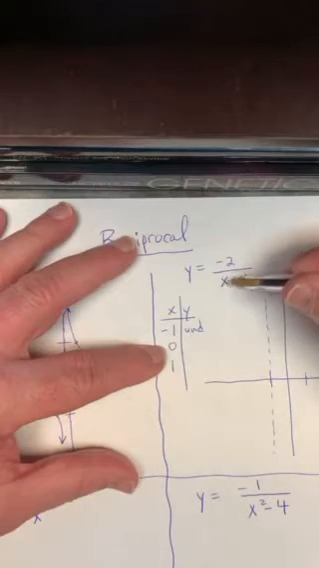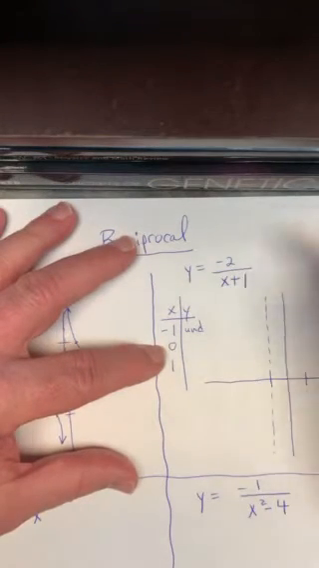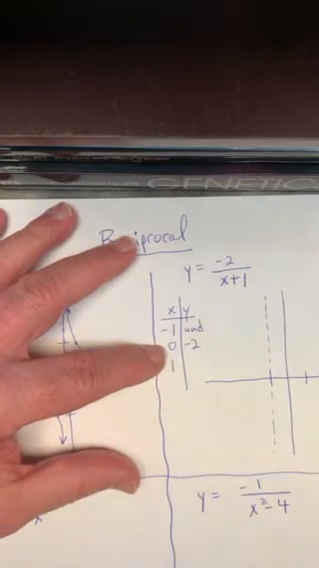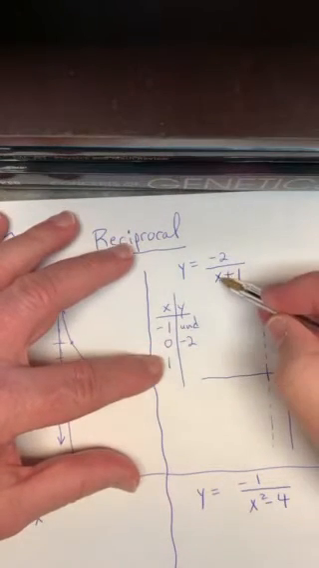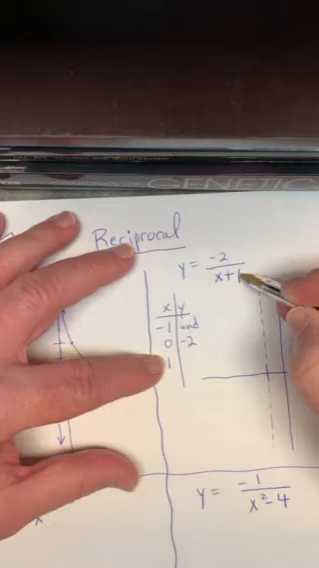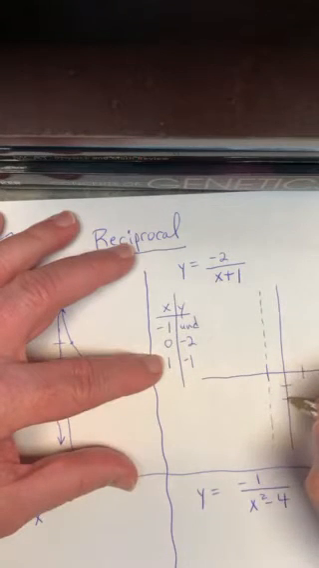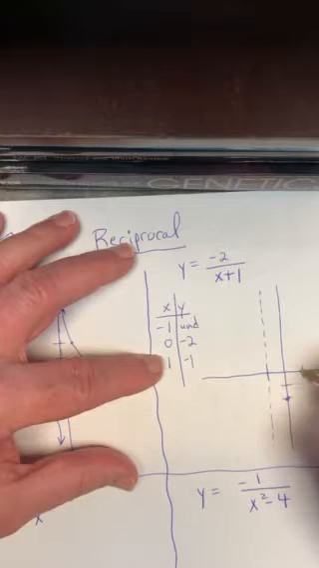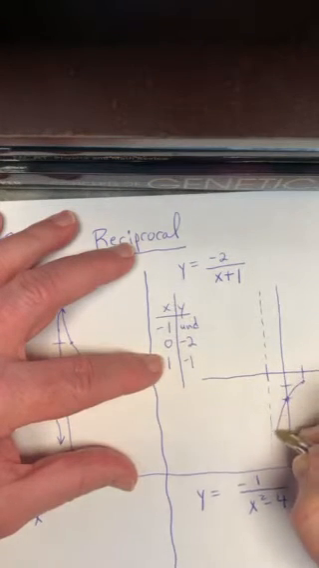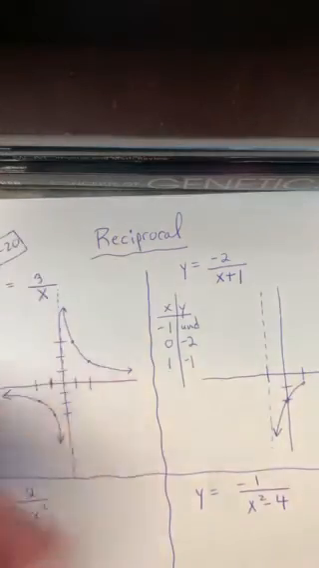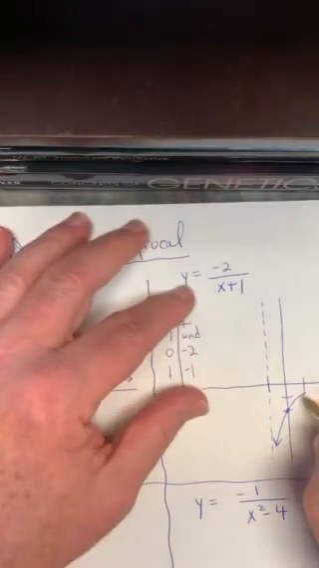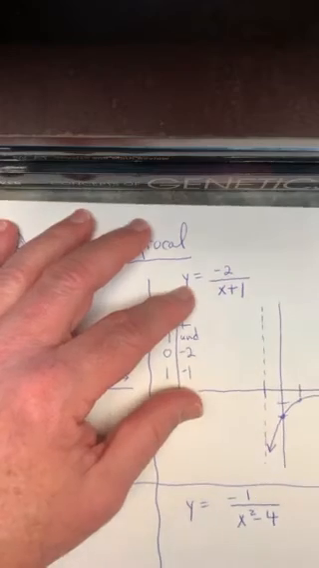If I plug in 0, 0 plus 1 is 1, -2 over 1, you agree, is -2. Plug 1 in for x, 1 plus 1 is 2, -2 over 2 is -1. So I've got a dot on -2, and then right 1 and down 1. You can see it's getting closer and closer again to the vertical asymptote. It can never ever cross it. Closer to the x-axis there.